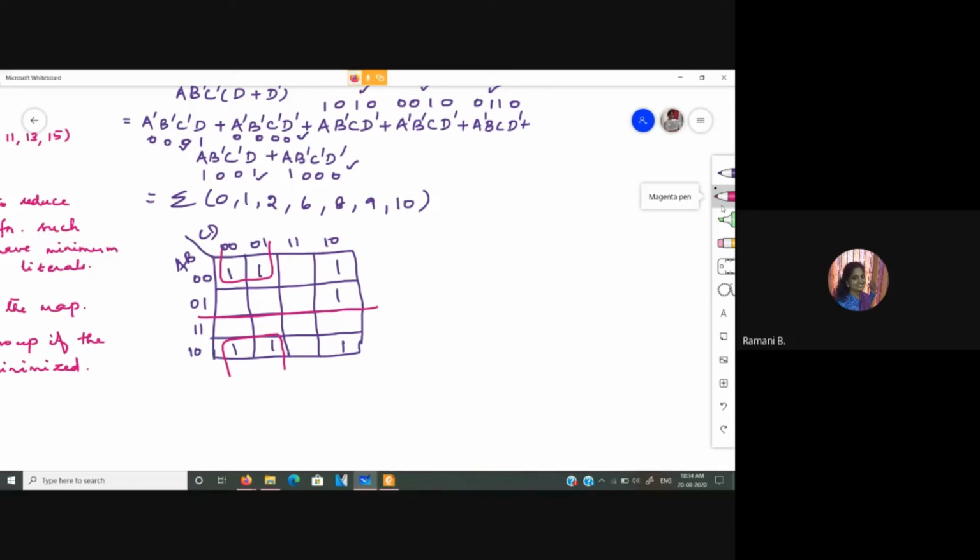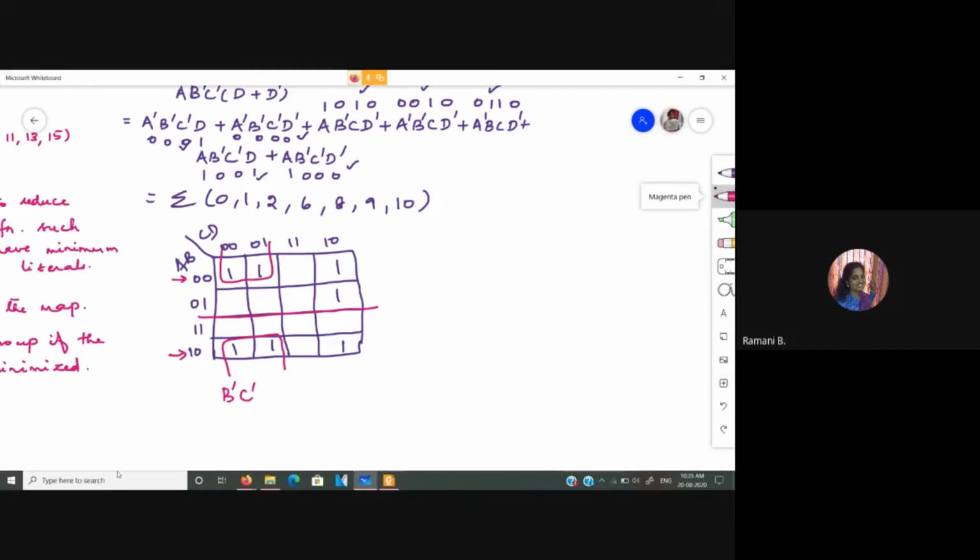Okay, so here A is equal to 0, B is equal to 0. Here A is equal to 1 and B is equal to 0. So the common term is B is equal to 0. So we have B bar. And here C is equal to 0, C is equal to 0, D is equal to 0 and D is equal to 1. So C is equal to 0 is common. So that is B bar, C bar. Okay. Next, I need to look for the other combinations.